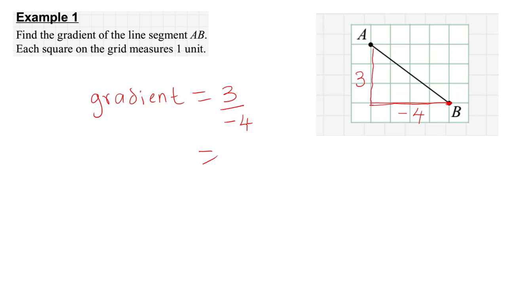Now remember, 3 divided by -4 is basically going to be negative. So I've got +3 here, and it's like I'm dividing by -4. So that's just going to be -3/4. That's going to be the gradient here. Okay, so that's how to get the gradient of a line.